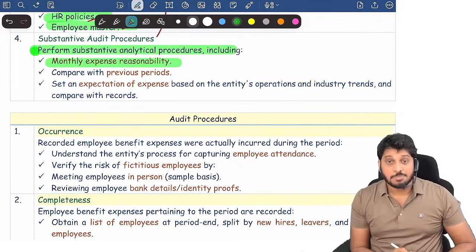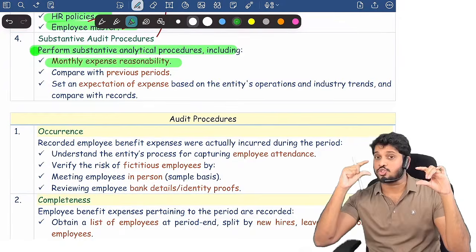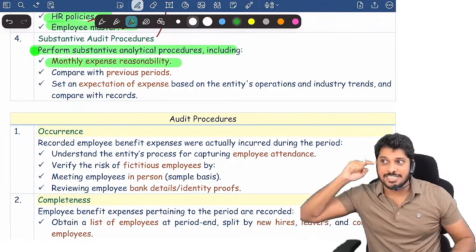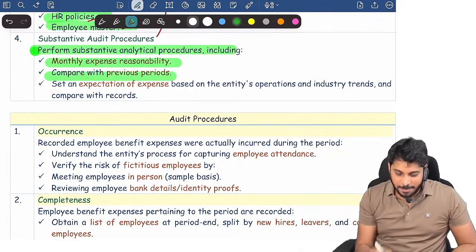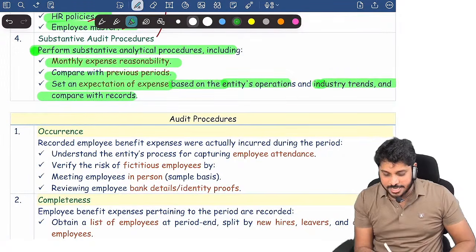Now, substantive: I will perform a monthly analytical procedure, monthly expense reasonability. April month, total employee cost of the company, how much? May month, total employee cost, how much? June month, total employee cost. I will see whether it is reasonable or not. And in each month, I will also see the sales comparison, and compare with the previous year. Set an expectation of expense based on the entity's operations and industry trends.